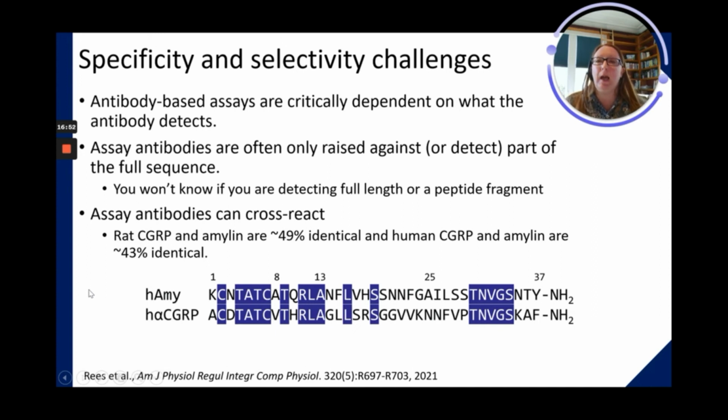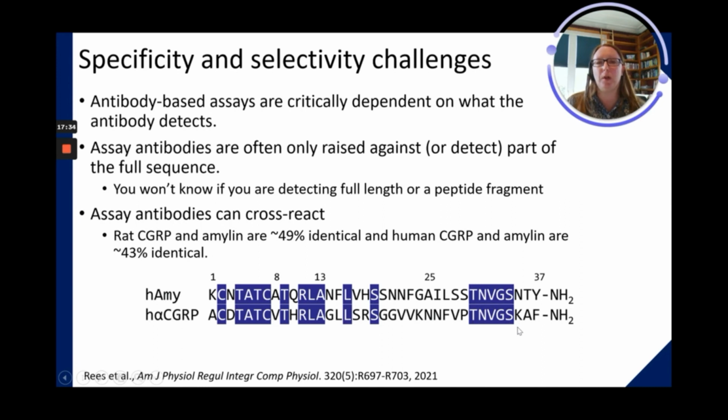Because any antibody-based assay is critically dependent on what the antibody detects. So many different assay antibodies are often raised against or detect a part of the full sequence. So if we take CGRP, for example, this is a 37 amino acid peptide. Many suppliers will produce antibodies that are directed against only a portion of the sequence, say the C terminus. So if your assay detects something in your sample, it's detecting this portion against which the antibody was raised, not necessarily the full-length sequence.